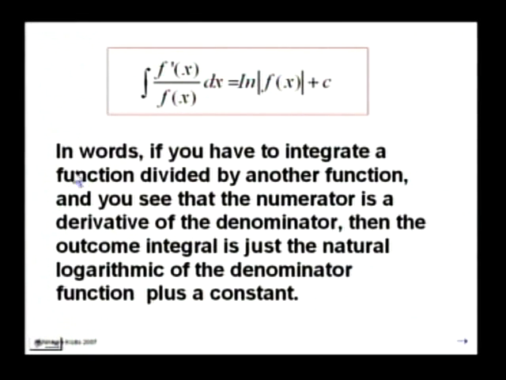So I'm giving this in words so that if you have to integrate a function divided by another function, and you see that the numerator is the derivative of the denominator, then the outcome is just the natural logarithm of the denominator function plus a constant. So this is how you handle this expression. Or you can also use substitution, but of course it's a nightmare with substitution. You can always see as you do more examples.